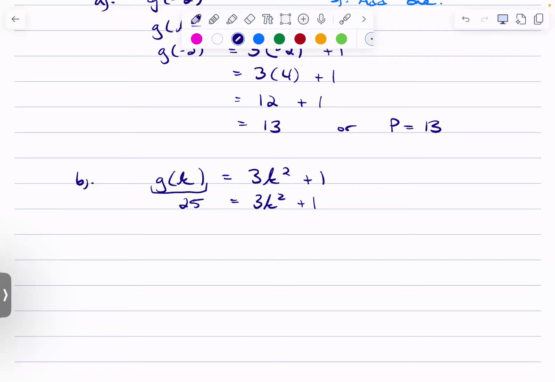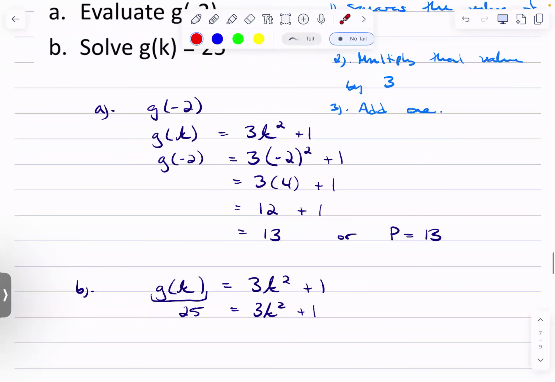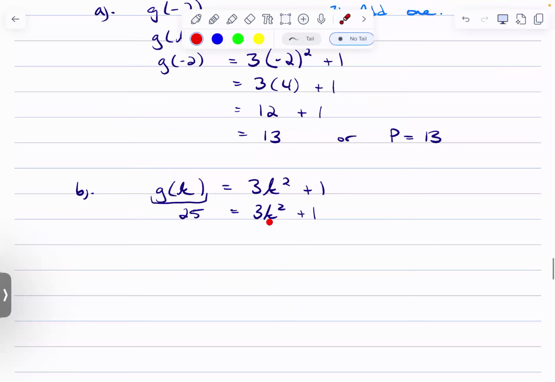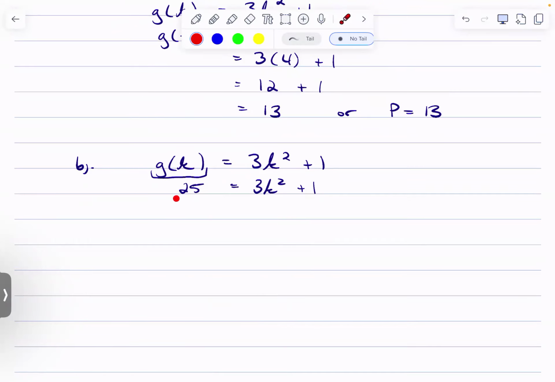Now I have 25 is equal to 3k squared plus 1, and I want to solve for the k that makes that happen. So let's see here. 25, well, what do I have to do? Before, we had to start inside when I plugged in the k, and I had to bloom my way out. Now, if I want to solve for the k, I have to pick away from the outsides until I get to the k, right? And so I have 25 minus 1. All right, so subtract 1 from both sides.